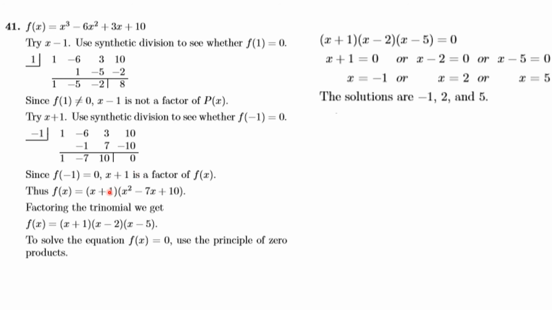So we know that f of x is equal to the factor that we just found, x plus 1, times what's left. Now, this was originally a cubic, so now as a quadratic, it is x squared minus 7x plus 10. We can factor this into x minus 2 times x minus 5. So now we know that the full factorization is x plus 1 times x minus 2 times x minus 5 is equal to 0. That means that x is equal to minus 1, or x is equal to 2, or x is equal to 5.